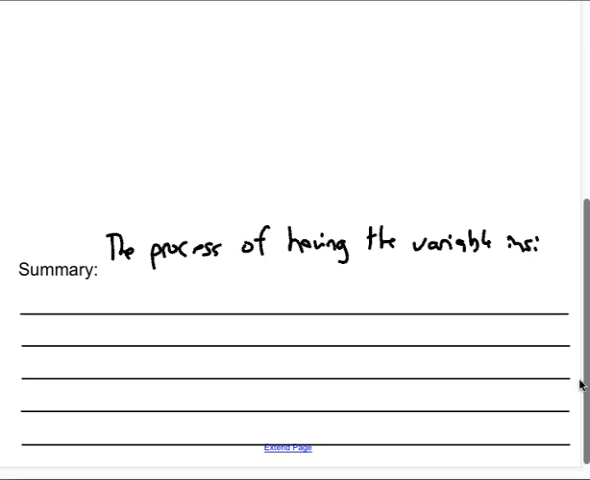All right, so let's get to the summary. So what I need you to do, this time I want you specifically to summarize the process of having the variable inside and outside the radical. Okay, I want you to explain that to me because it's something I didn't actually write out in these notes, but I talked you through it twice. So I want you to reiterate that process to me, how to solve having the variable inside and outside of the radical.